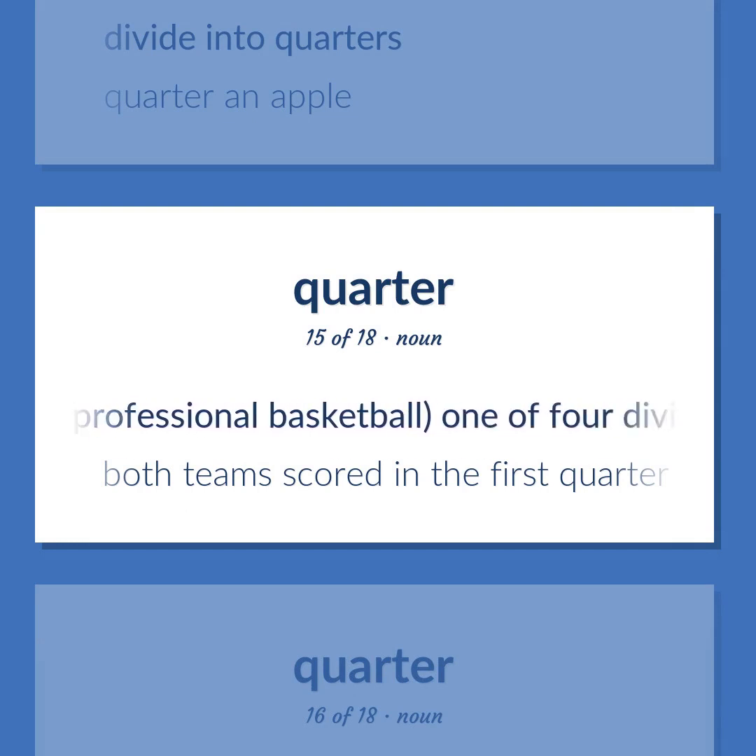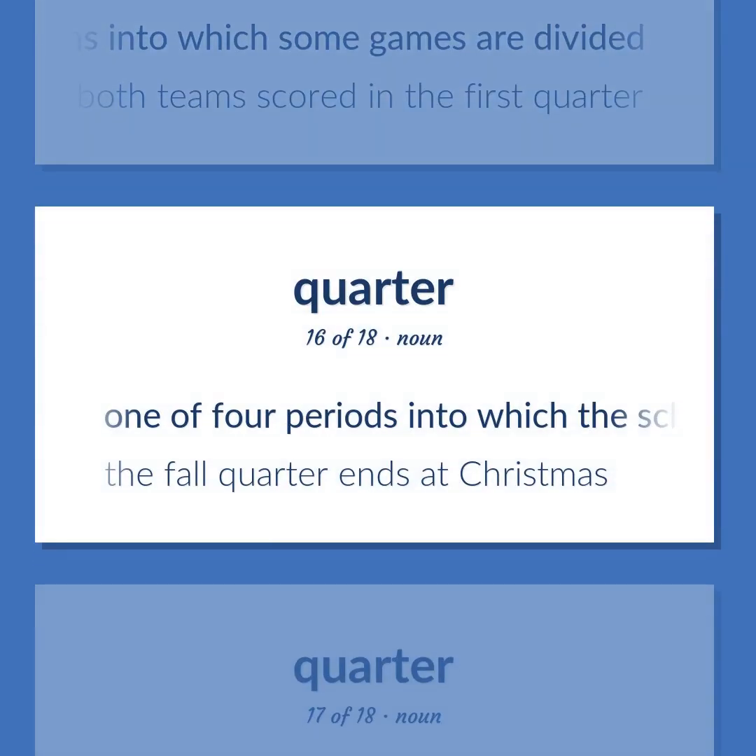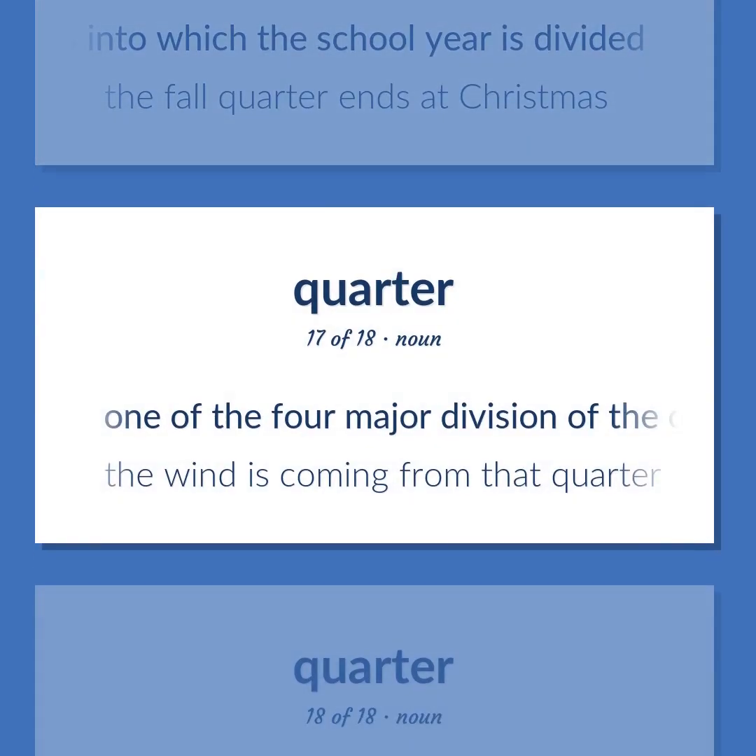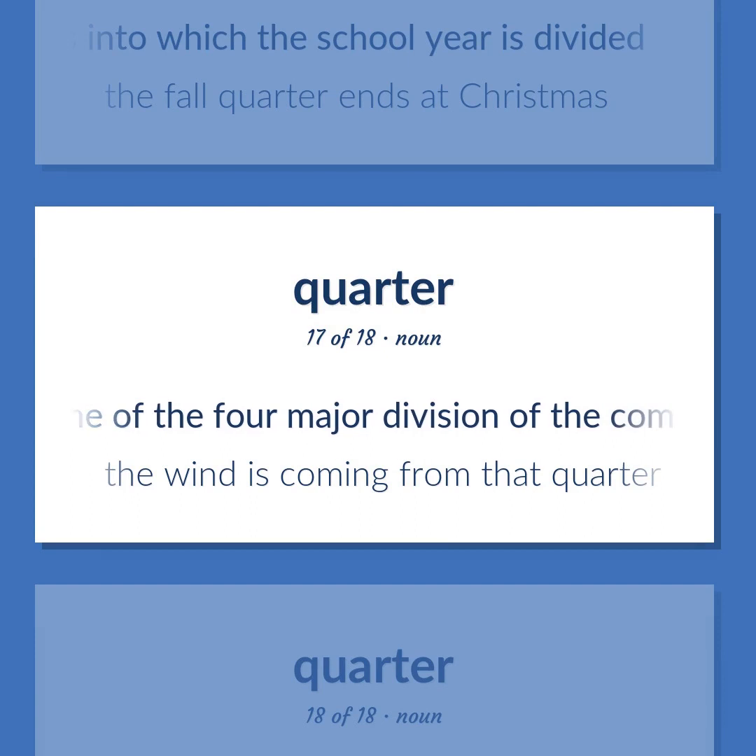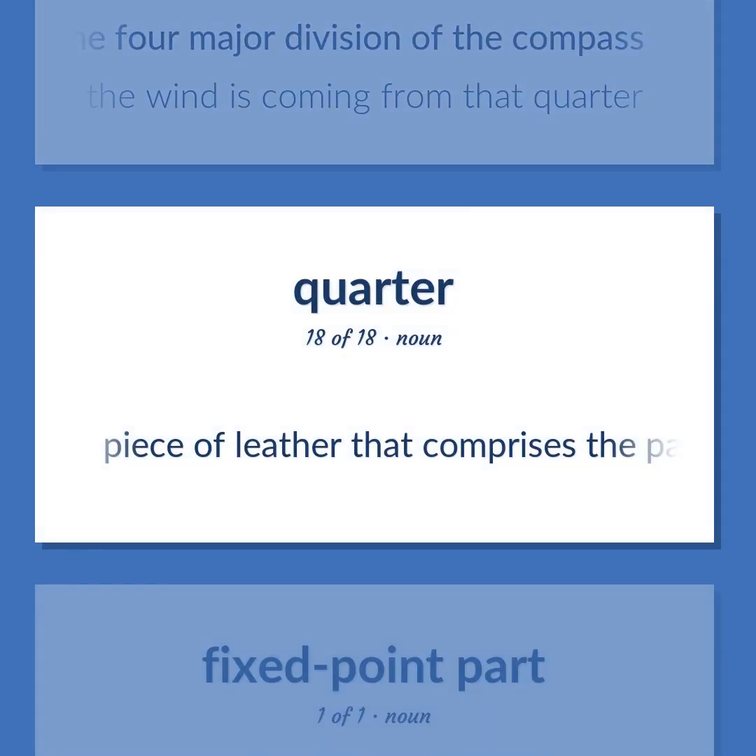Football, professional basketball, one of 4 divisions into which some games are divided. Both teams scored in the first quarter. One of 4 periods into which the school year is divided. The fall quarter ends at Christmas. One of the 4 major divisions of the compass. The wind is coming from that quarter. Piece of leather that comprises the part of a shoe or boot covering the heel and joining the vamp.